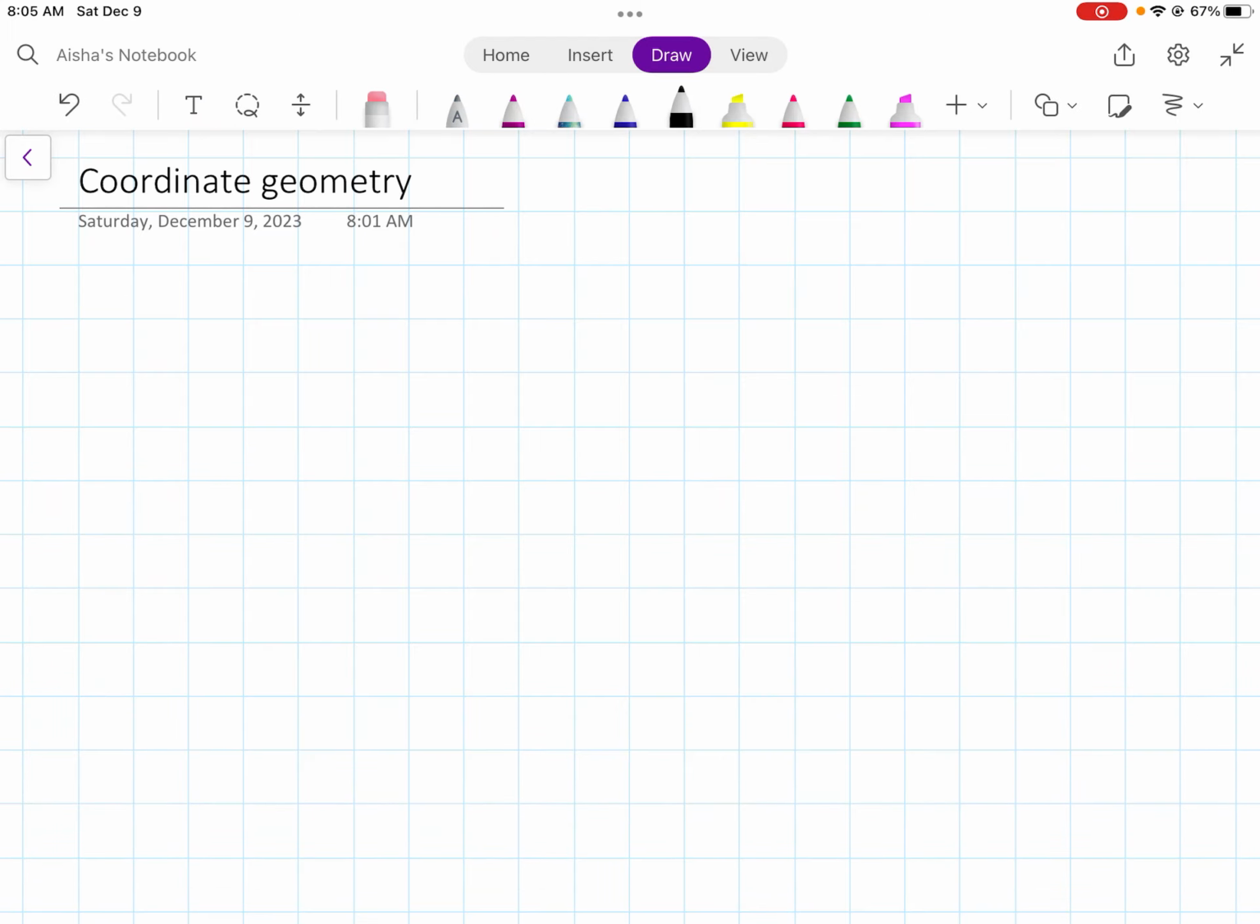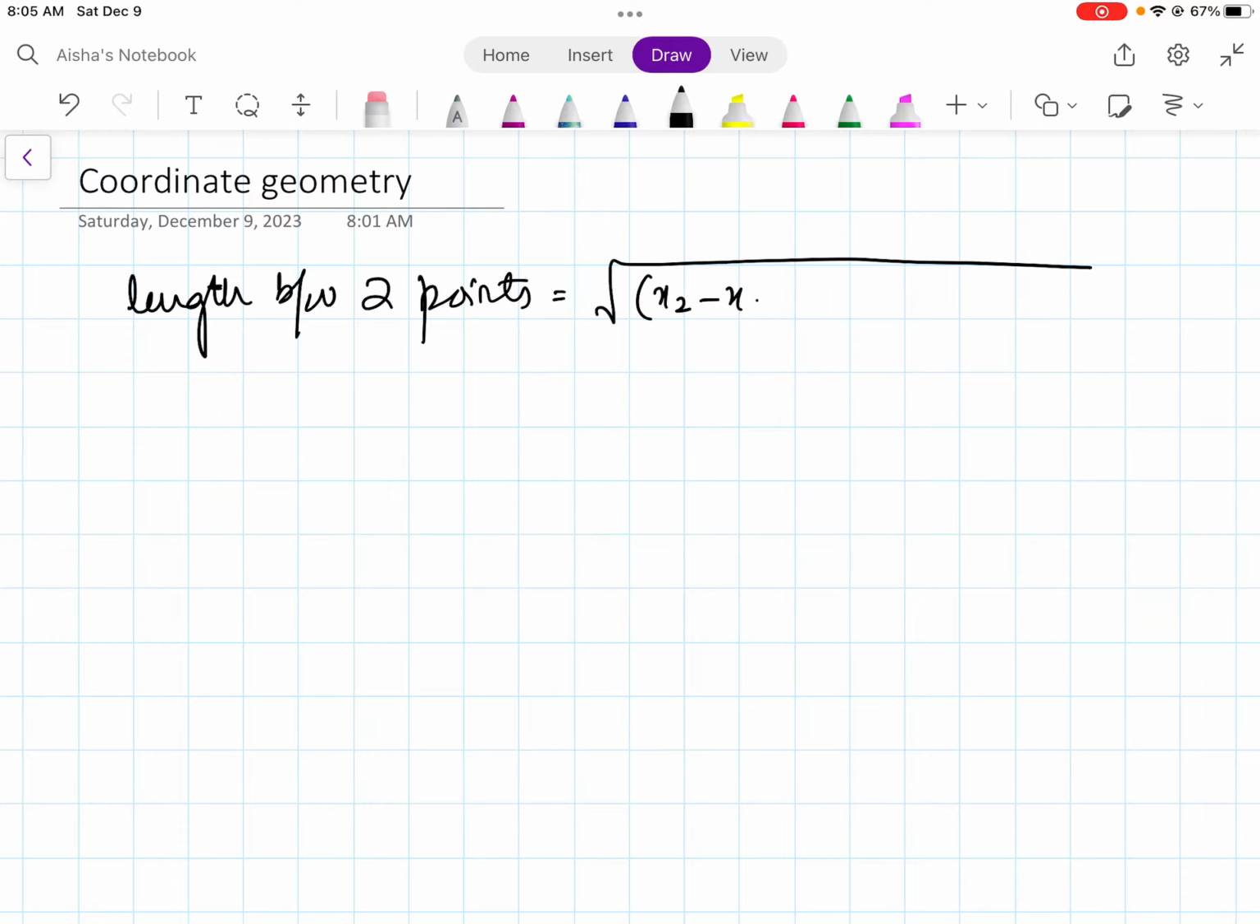So I'll just quickly review coordinate geometry with all of you. Coordinate geometry means you just need to learn a couple of formulas and then apply the formulas again and again as per the question asked. So what about the length between 2 points? It is the square root of x2 minus x1 the whole square plus y2 minus y1 the whole square.